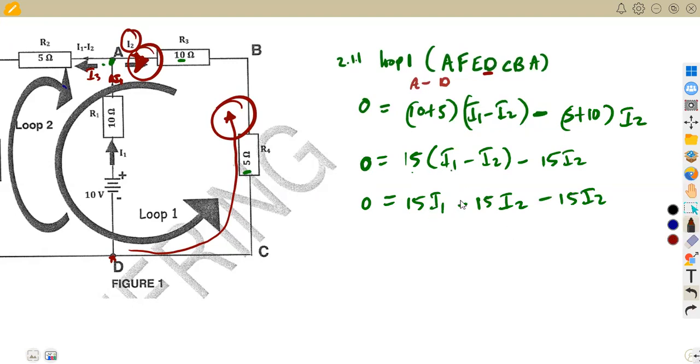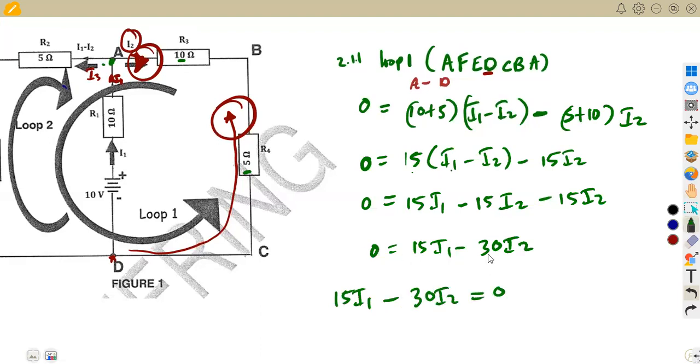So you can collect your like terms. In this case, we've got negative 15 I2 and negative 15 I2 on this part, which is going to give us negative 30 I2. So we've got negative 30 I2, which you can just write from what we have on the right-hand side, that is 15 I1 minus 30 I2 is equal to 0.